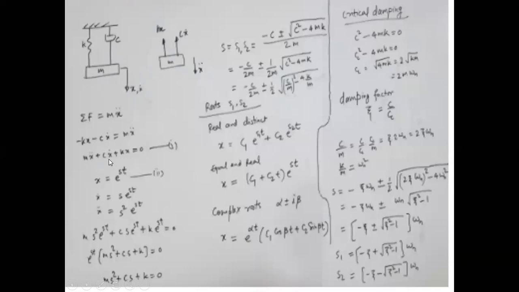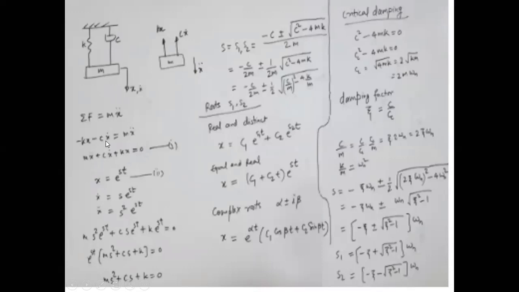So the equation, as said earlier, is mx double dot plus cx dot plus kx equal to 0. Same equation that I derived earlier for single degree of freedom damped free vibrations. Free vibrations, so right side is 0; damped vibrations, so cx dot is present; and it is a single degree of freedom system. Equation is mx double dot plus cx dot plus kx equal to 0.